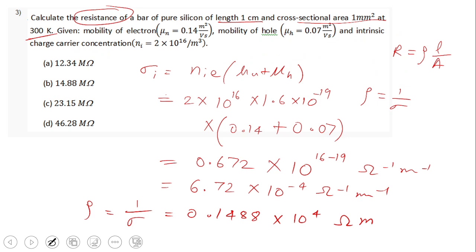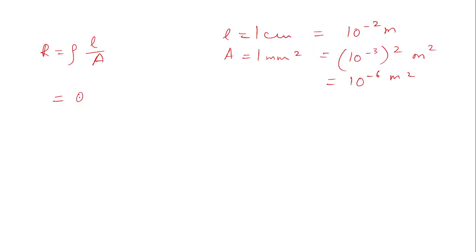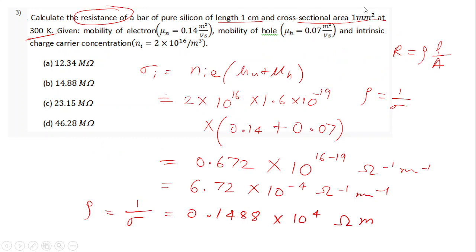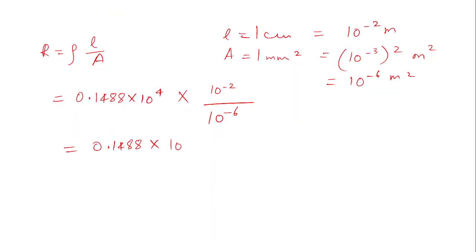So when we substitute, the resistivity is 0.1488 times 10 to the power 4 ohm meter, multiplied by length, which is 10 to the power minus 2, divided by area, which is 10 to the power minus 6 meter square. Finally we'll get 0.1488. Wait, the length was 1, the magnitudes were 1, so it's okay. And 10 to the power 4, and here it will be 10 to the power minus 2, and when this comes to the numerator, it will be 10 to the power plus 6. So 6 minus 2 means 4, that means 0.1488 times 10 to the power 4 plus 4, that means 10 to the power 8.